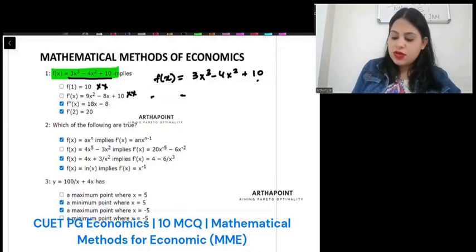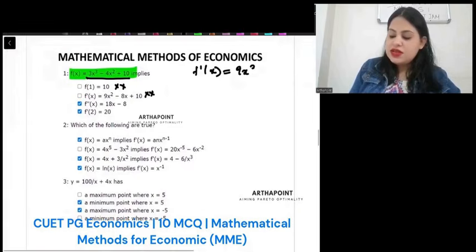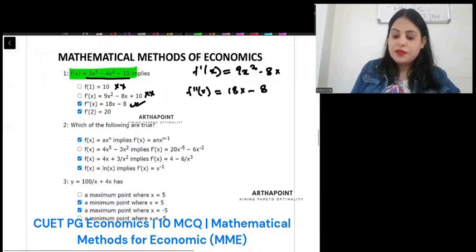Come to the next option beta. So f(x) is given to you as this. f dash x क्या हो जाता है? What did we find f dash x? 9x square minus 8x. So what will be f double dash x? It will be 18x minus 8. So this is correct beta.